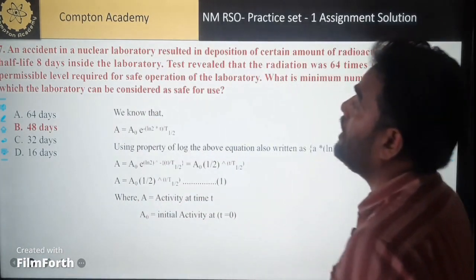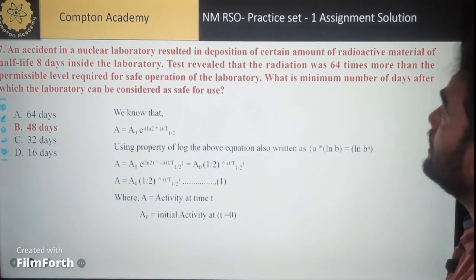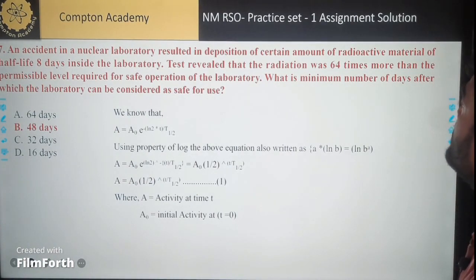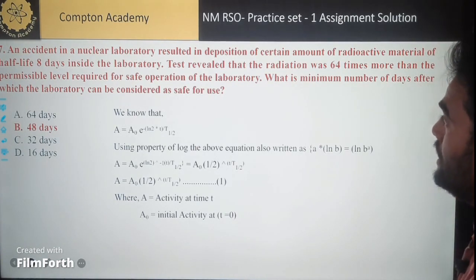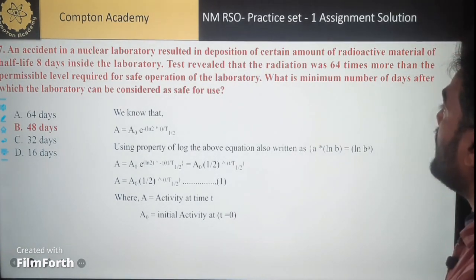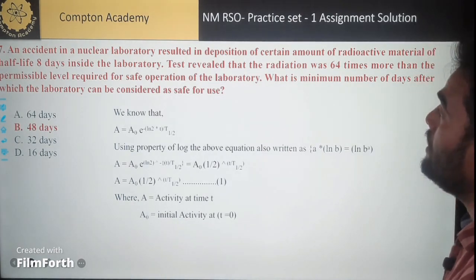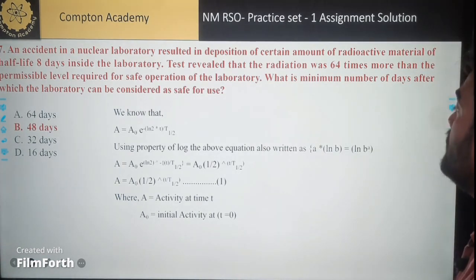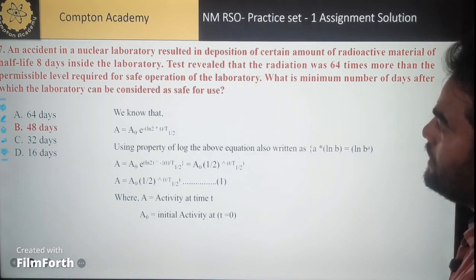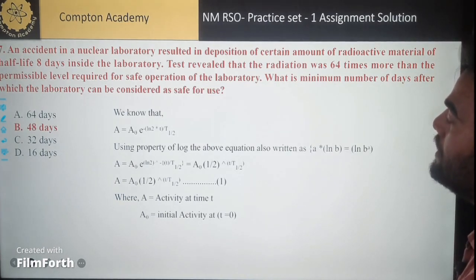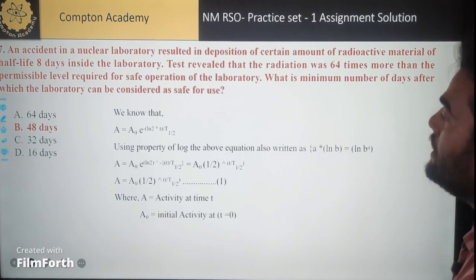Now another question: an accident in a nuclear laboratory resulted in the deposition of a certain amount of radionuclide material of half-life 8 days inside the laboratory. Tests revealed that the radiation was 64 times more than the permissible level required for safe operation of the laboratory. What is the minimum number of days after which the laboratory can be considered safe for use? So there is some spillage of material in the laboratory, the material for which the half-life is defined as 8 days.